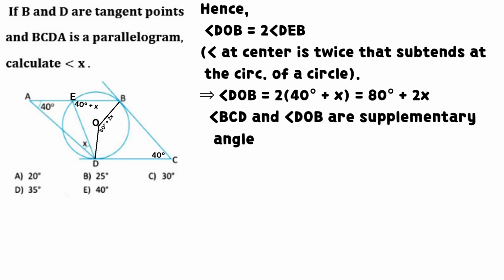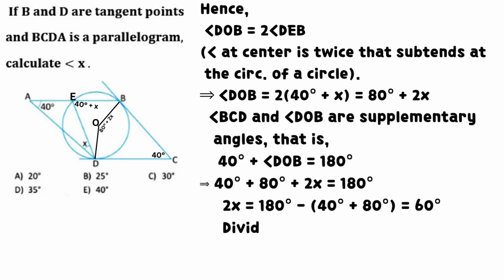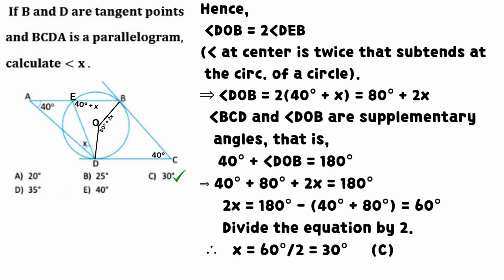Angle BCD and angle DOB are supplementary angles, that is, 40 degrees plus angle DOB equals 180 degrees. This implies that 40 degrees plus 80 degrees plus 2 times x equals 180 degrees. Hence, 2 times x equals 180 degrees minus the sum of 40 degrees and 80 degrees, which equals 60 degrees.